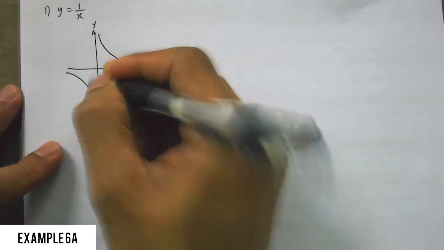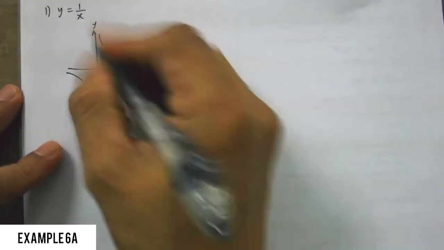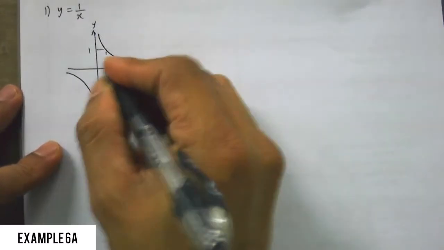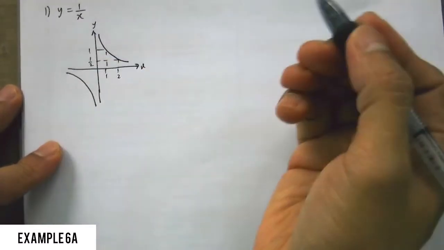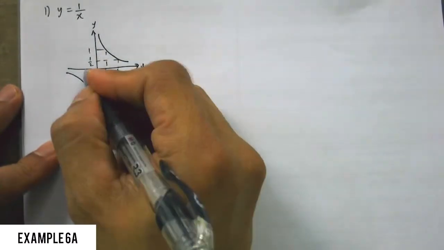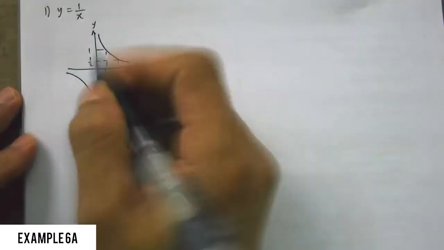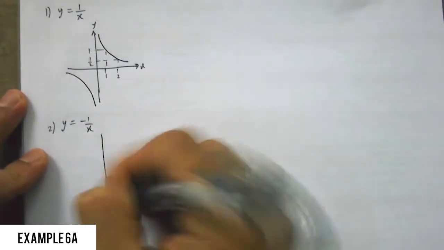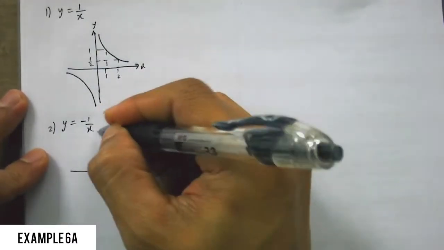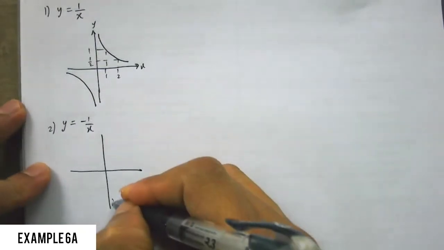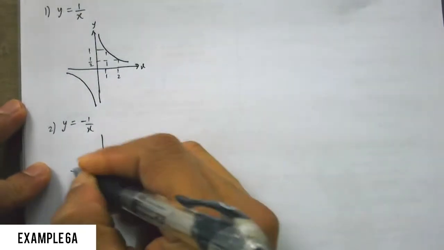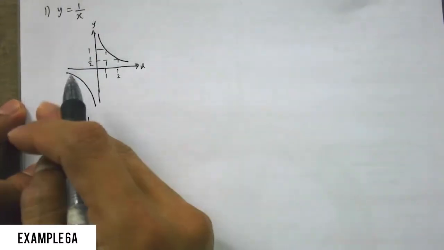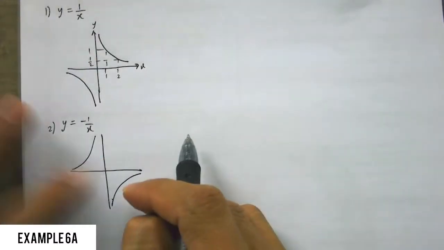So, for example, when x is 1, your y will also be 1. When x is 2, your y is actually half. But when your x goes negative, your y also goes negative. Number 2, what happens if you have a negative in front? Well, if your x is positive, now your y is negative. So we take bottom right, top left. Before this, we take top right, bottom left. Now we take bottom right, top left.